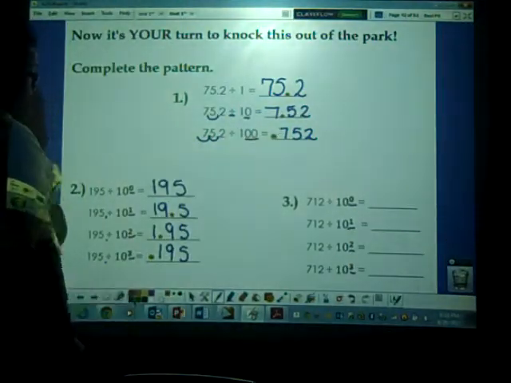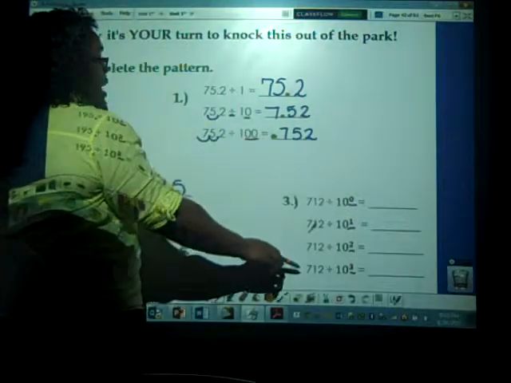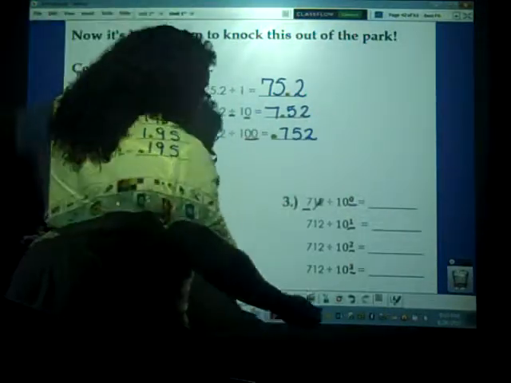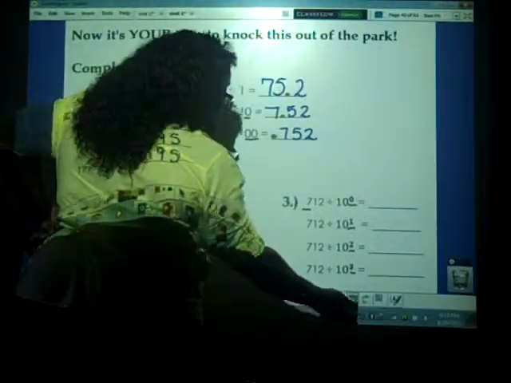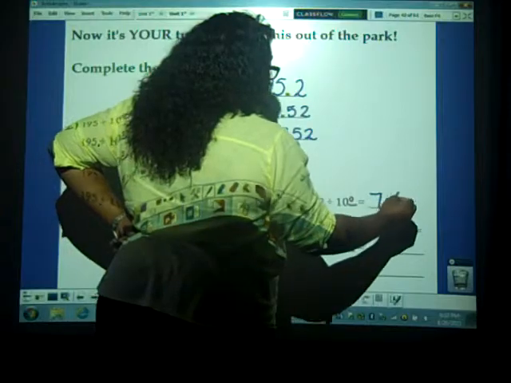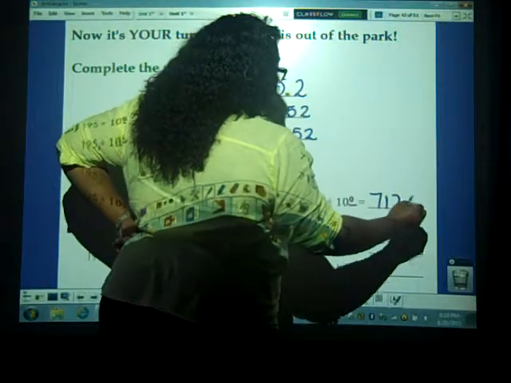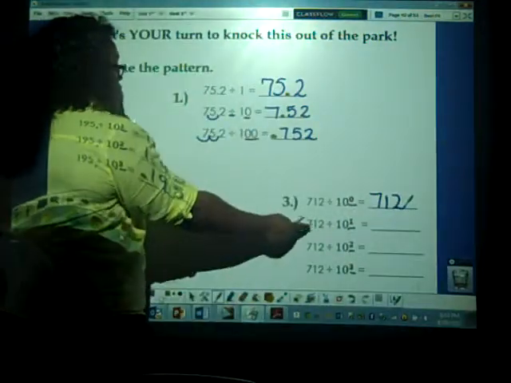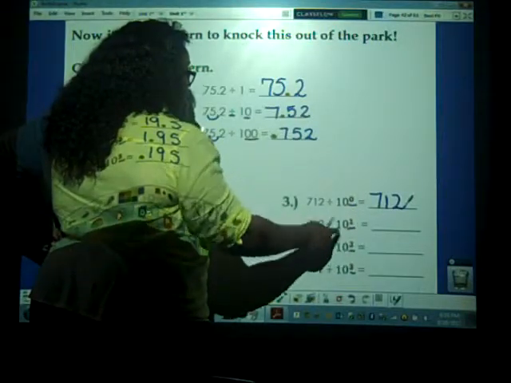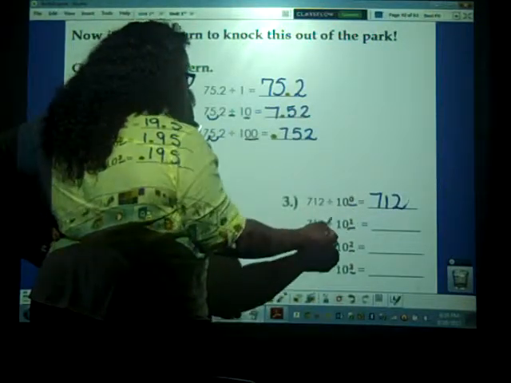All right, next one. Whole number divided by power of 10. 712, why did I do that? All right, 712 divided by 10 to the 0 power is 712. 712 divided by 10 to the first power. The 1 in the exponent represents how many places I'm going to move my decimal point to the left.